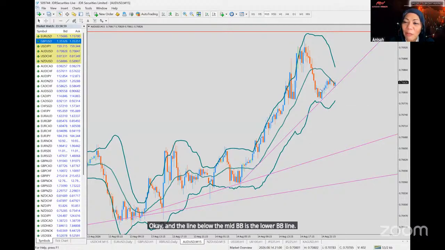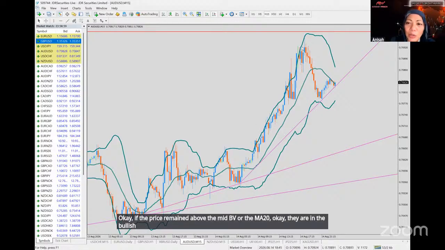If the price remains below MA20, it means that the price is in the bearish area. If the price remains above the mid BB or the MA20, it is in the bullish area. So that's why it continues to go trending up.